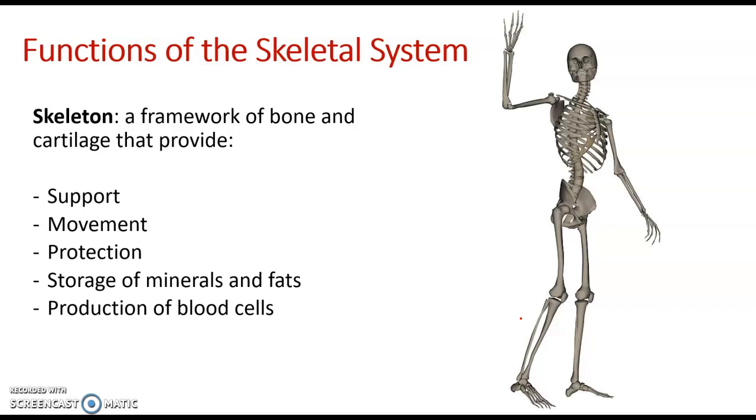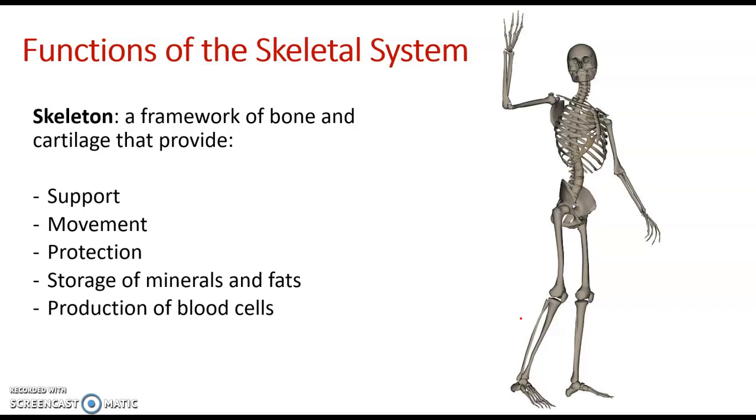And together, the bone and the cartilage work together to perform the following functions: supporting the structure of the body. So we obviously would not be able to stand up. We'd be a big slimy blob. Providing points for muscles to attach, which allows the movement of the body. And we'll talk more about that in the next chapter when we look at our muscular system.